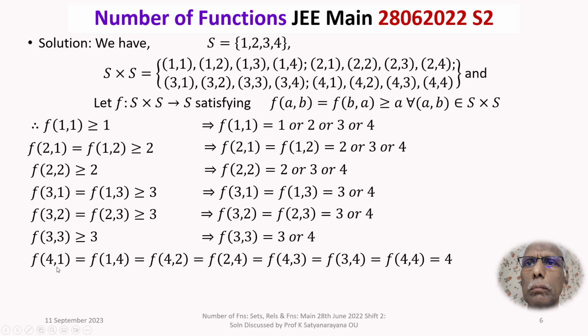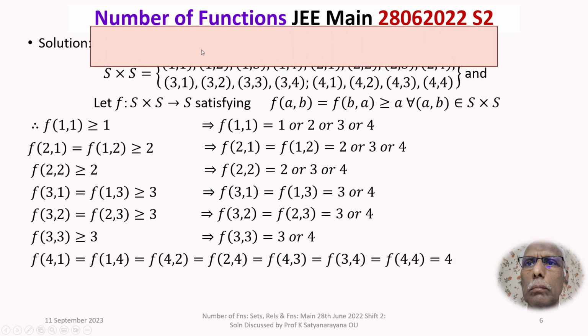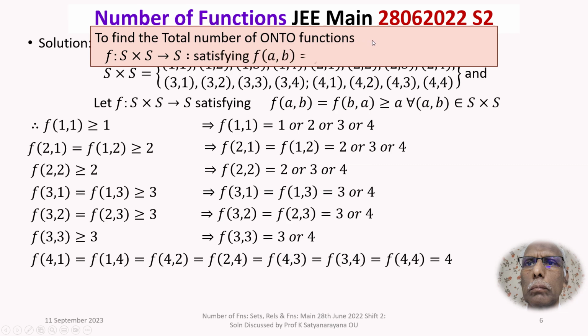(4,2), (2,4), (4,3), (3,4), (4,4) will all be mapped to 4. So how many elements are these? 1, 2, 3, 4, 5, 6, 7. These 7 elements will be mapped to 4 only. Now the question is, what are we looking for? We want to find the total number of onto functions f from S cross S to S satisfying this condition.